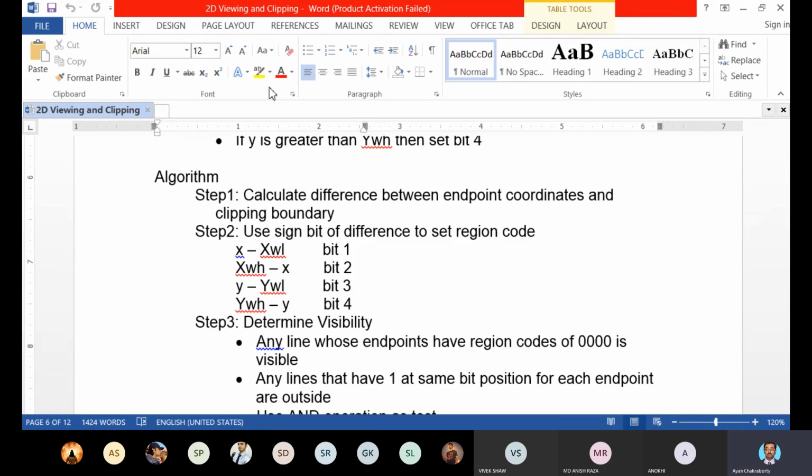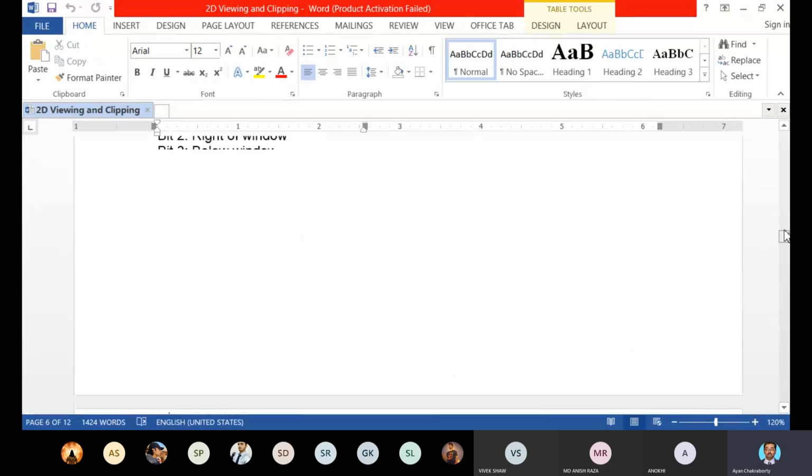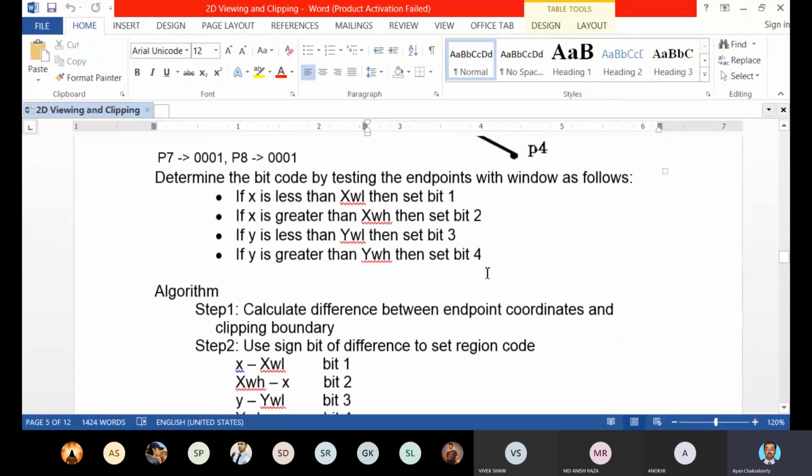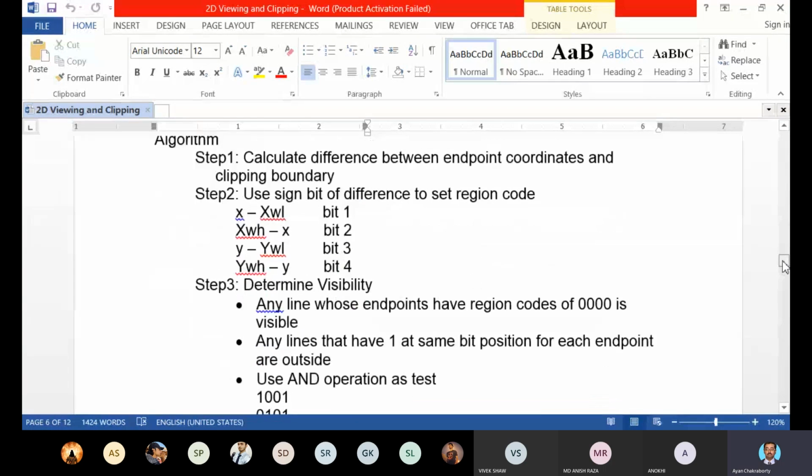In the same way, Y minus YWL, if this is positive, it means that Y is greater than YWL. And YWH minus Y, if it is positive, means YWH is greater than Y. That's why bit 4. So the same logic that we have shown here, left of window, right of window, below window, above window, is expressed here in this algorithm mathematically.